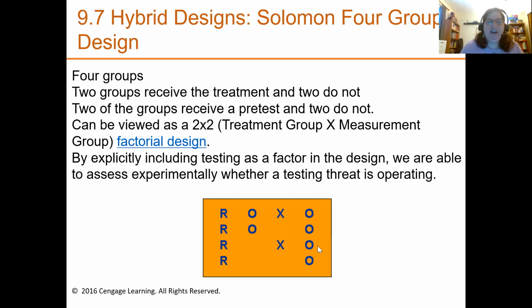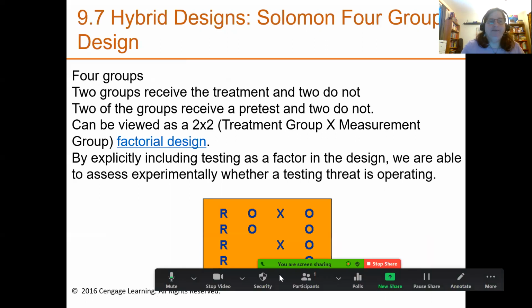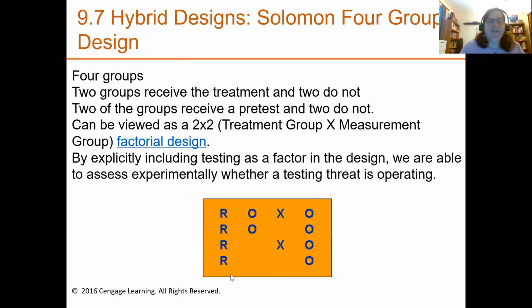So let's look at how this is set up a little bit. Randomize into 4 groups. We observe these 2 at pretest. We don't here. Why are we doing this? Because we want to know if the actual giving of a pretest is going to impact our post-test. Then this group gets the experiment. This group gets the program or experimental condition. These 2 do not.